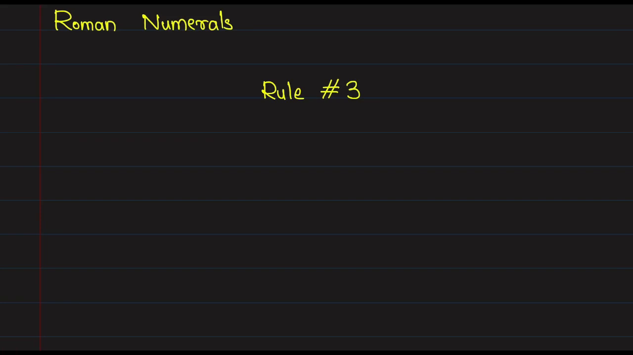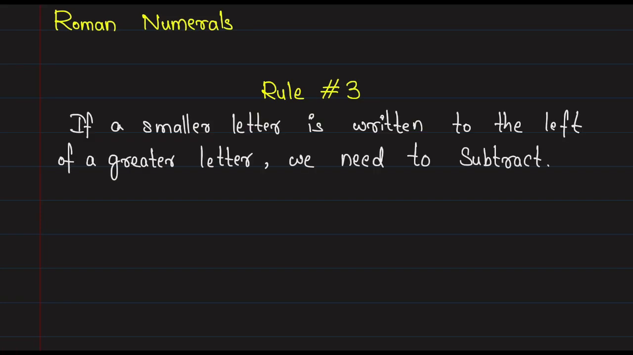Rule number 3. If a smaller letter is written to the left of a greater letter, we need to subtract. For example, IV. Here I means 1, V means 5. Smaller letter is written to the left of greater letter, so we have to subtract. 5 minus 1 is 4. Suppose we have XC. X means 10, C means 100. The smaller one is written to the left of greater one, so we have to subtract. 100 minus 10 will be 90.